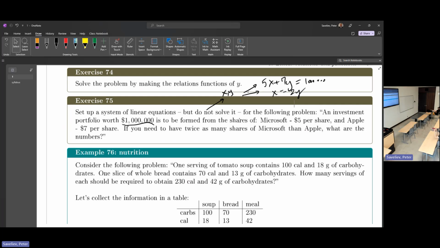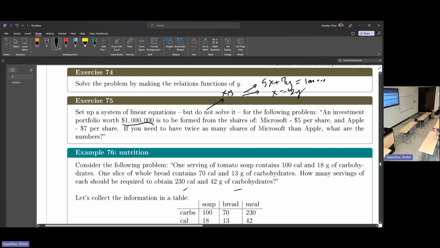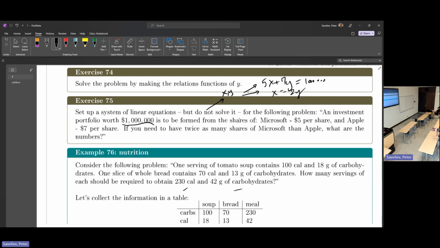So same story. It's a mixture once again. It's a mixture, and there are two unknowns, and there are two requirements. Once again, there are two requirements right here. There's a total amount of calories and total amount of carbohydrates, which produces two equations. Okay, so two ingredients: the soup and the bread, and once again they split into two categories of what you pay attention to, calories and carbohydrates.